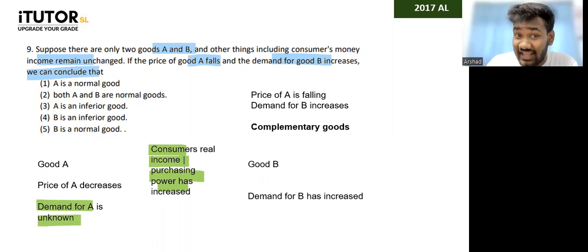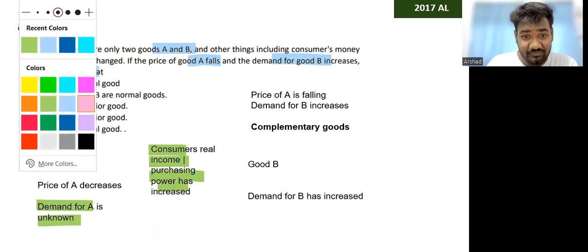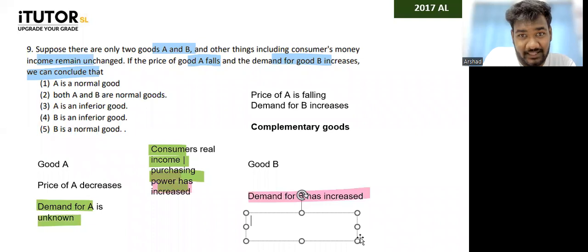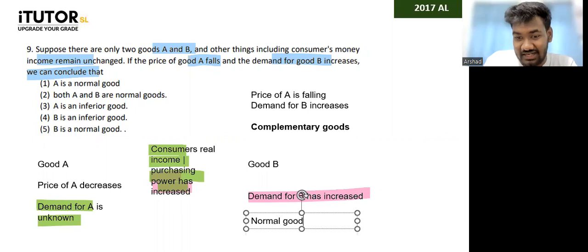But for good B, we can tell. What can you tell for good B, guys? Real income or purchasing power is increasing. As a result, he is buying more of good B. So good B is what? Normal or inferior? His purchasing power has gone up. Now he's buying more of it as a result. It's a normal good, right? His purchasing power increases, he buys more. Real income increases, he demands more of it. So that's a normal good. But good A, you can't tell, right?